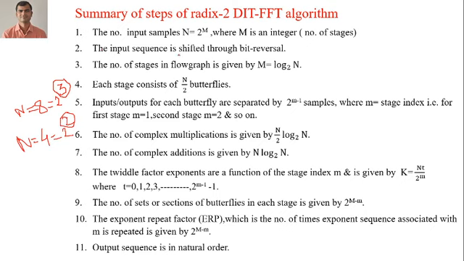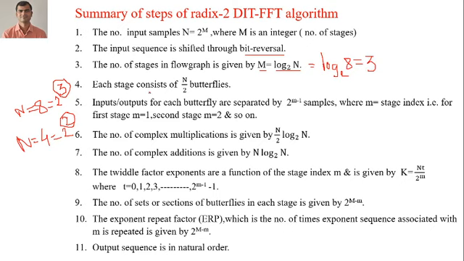Now the input sequence is shifted through bit reversal order. I have told you that for the DIT FFT algorithm, the input sequence is in bit reversal order and the output sequence is in natural order. Now the number of stages in a flow graph, I have already told you, is m equals log to the base 2 of N. So for N equal to 8, log to the base 2 of 8 equals what? That value is equal to 3. So by this formula also you can calculate the number of stages in a flow graph.